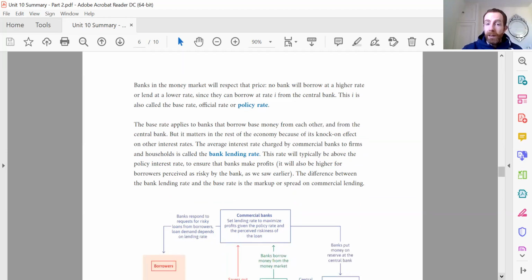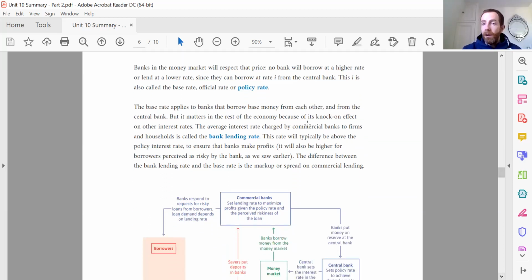But a really key thing for commercial banks is that they are borrowing money at the base rate I, but they do not then lend out money at that same base rate. What they do is lend out money at a higher rate. The average interest rate charged by commercial banks to firms and households is the lending rate, and that will almost always be above the base rate, or the policy interest rate. So banks are lending out money at a higher interest rate than they borrow at, so that they can make a profit.